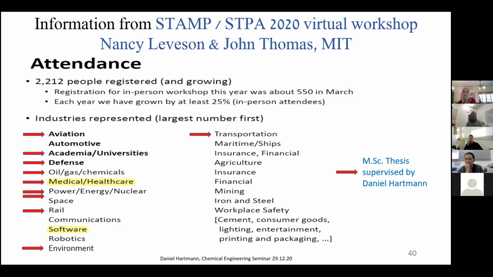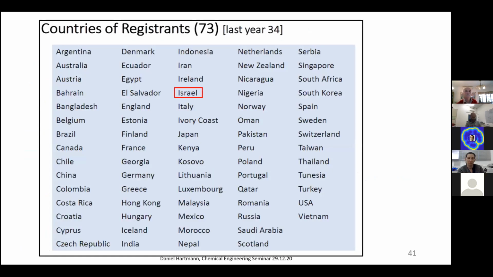I use this slide to show you that I myself and my students, because as I said before, I'm a multidisciplinary person, and the model is good for all kinds of engineering. So my students, under my supervision in the master thesis, were dealing with all these different industries and problems. And here just a few lists about all the countries that were involved in this meeting. From Israel, again, only me.